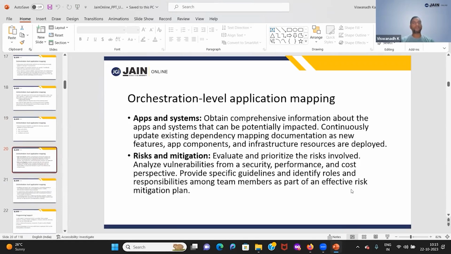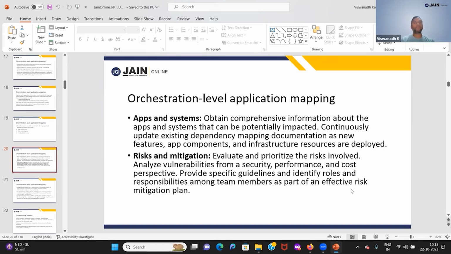In applications and systems, obtain comprehensive information about the applications and systems that can potentially be impacted during your application's runtime. Continuously update the existing dependency documentation as new features, app components, and infrastructure resources are deployed.